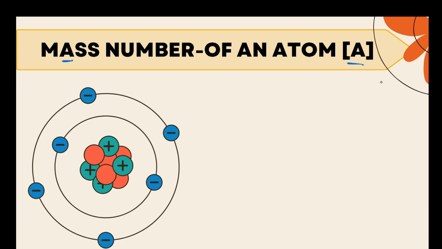How will you define? Mass number of an element is equal to the total number of protons and neutrons, where these protons and neutrons are present inside the nucleus. So where is the mass of an atom concentrated? Inside the core of the atom, that is the nucleus of the atom. And now we know that electrons have negligible mass. So the total mass of an atom is the mass of the protons and neutrons.